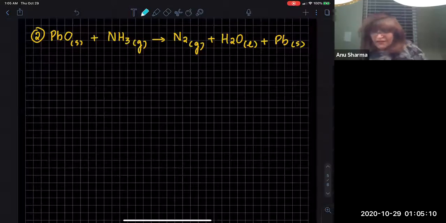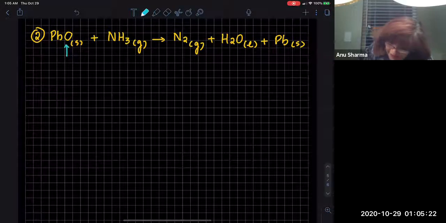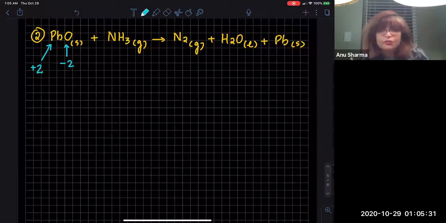So here we have lead and oxygen. So a few things you always know. Oxygen is always -2 except in a peroxide. But if oxygen is -2, then the lead is going to be +2 because this is a neutral molecule.